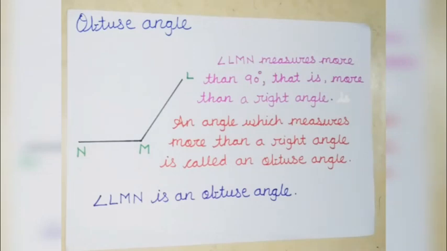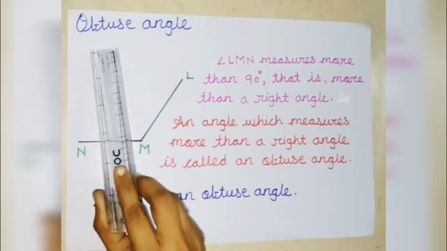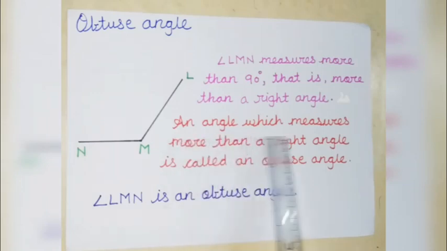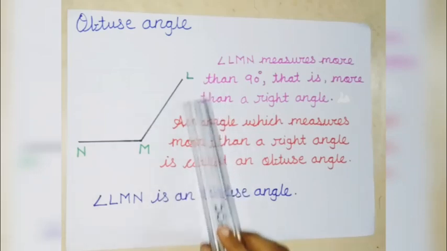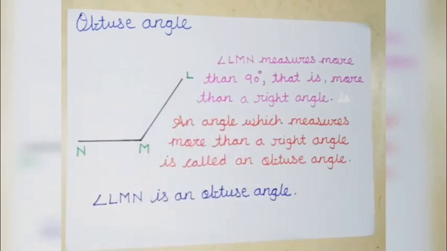Our third type is obtuse angle. Angle LMN measures more than 90 degree. That is more than a right angle. Means 90 के आगे 100, 110, 120, 130, 140, 150, 160, 170, 180. ये सभी जो रहेंगे वो होंगे हमारे obtuse angle. Children, an angle which measures more than a right angle is called an obtuse angle. Here, angle LMN is an obtuse angle. In the same way, we can start reading an angle from N. Angle NML is an obtuse angle.